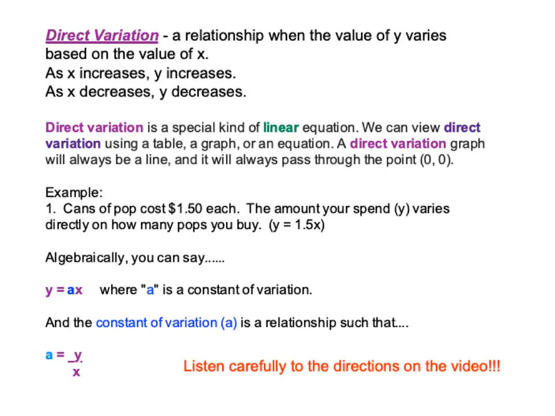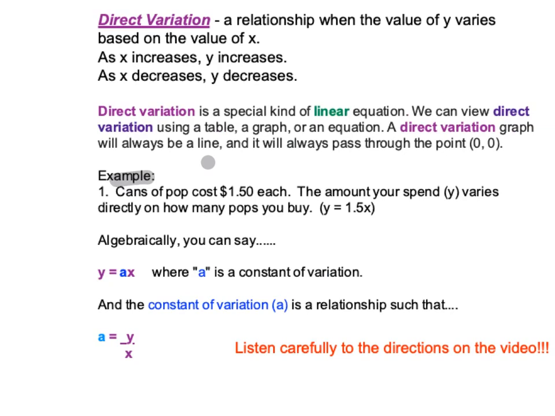An example of that would be when you buy something. So here I have an example where it says you're buying pop, okay? And when you're buying the pop, the cans of pop cost $1.50 each. The amount you spend, which is y, varies directly on how much pop you buy, which is x. Okay, so if you think about it logically, the more pop that you buy, the more money you're going to spend. As x goes up, y goes up.